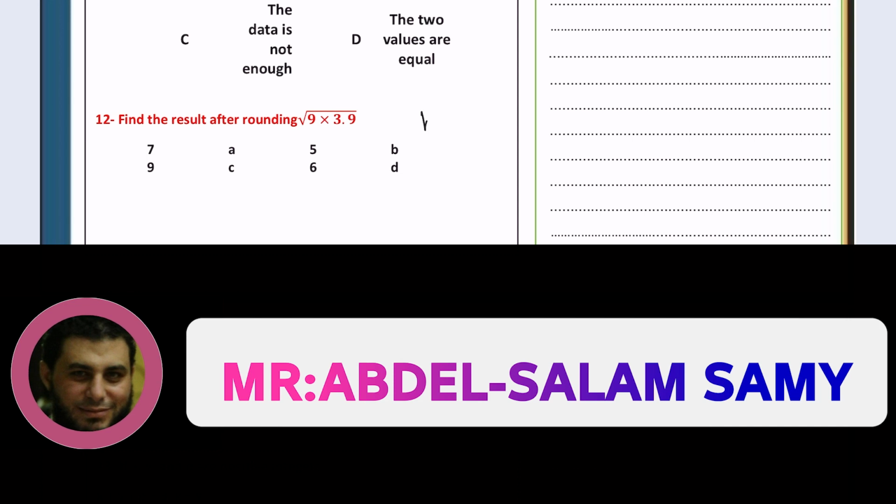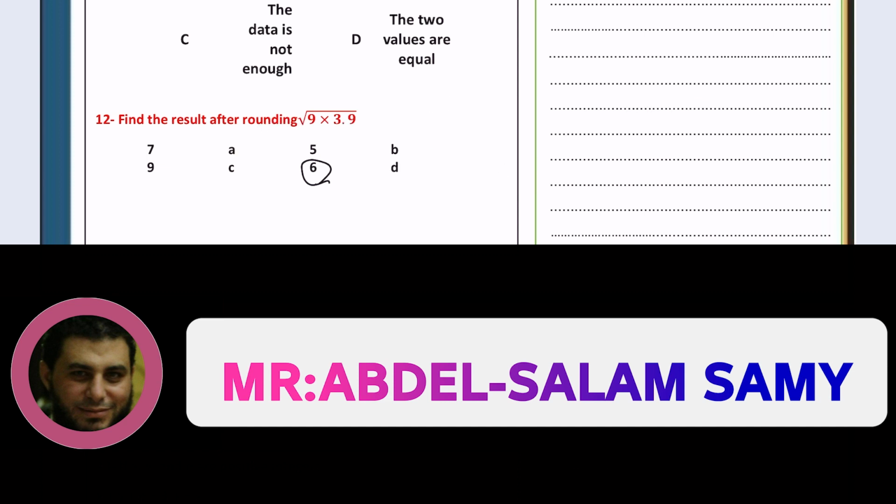Okay, this is 9 times 3.9. Now, the square root of 9 is 3, no problem. And here, we don't have a square root for 3.9, but approximately 3.9 could be 4, and the square root of 4 will be 2. So 2 times 3 would be 6, and I will choose 6. Why? Because he said, after rounding, you have to do rounding here, okay?